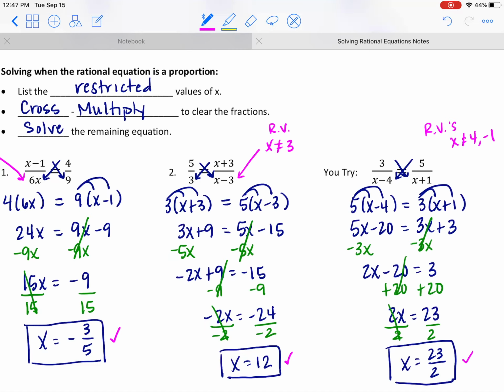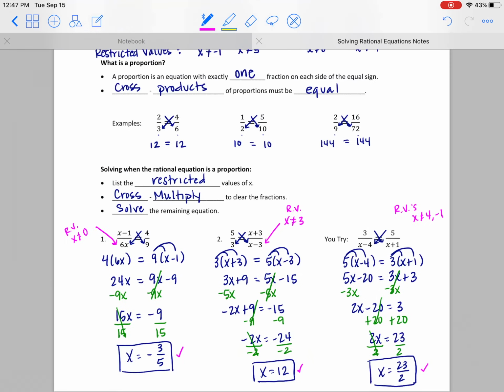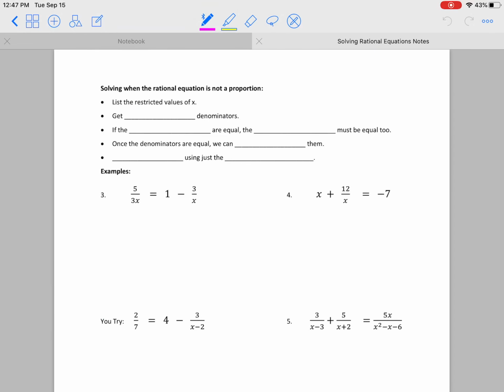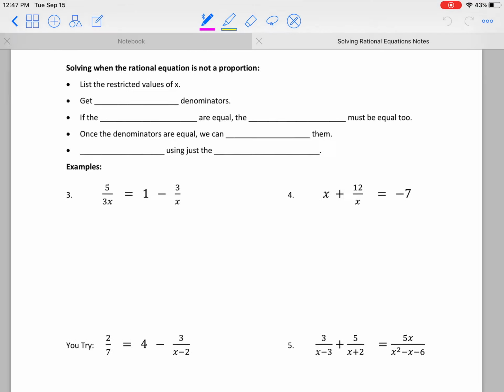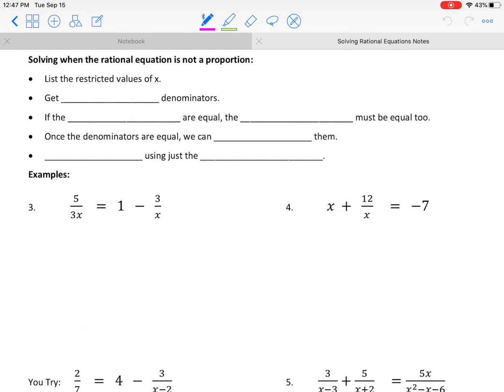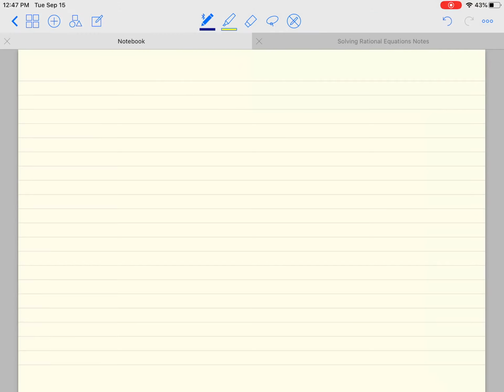Okay? Not so bad. If we have a proportion, just cross multiply. Just make sure that you don't have a solution that is a restricted value. Okay? And hopefully that's something that you've seen before. Now, the tougher ones are these guys. What happens when the rational equation is not a proportion? If it's not a proportion, we can no longer just cross multiply to solve. So what do we do? Let me try to show you something to make this make sense.